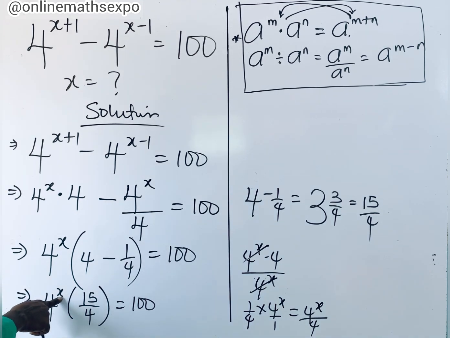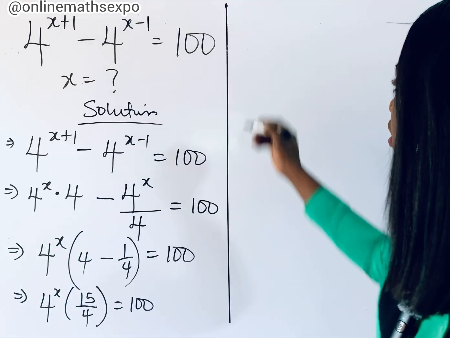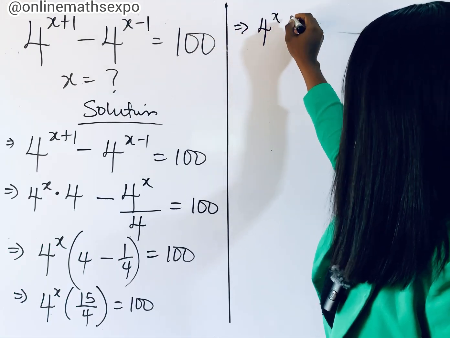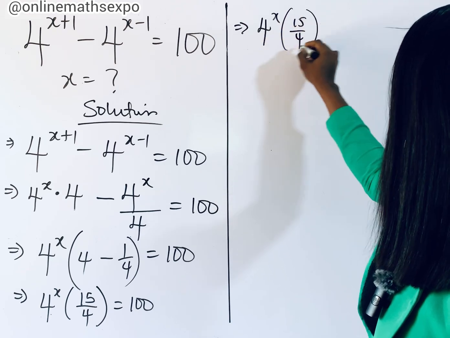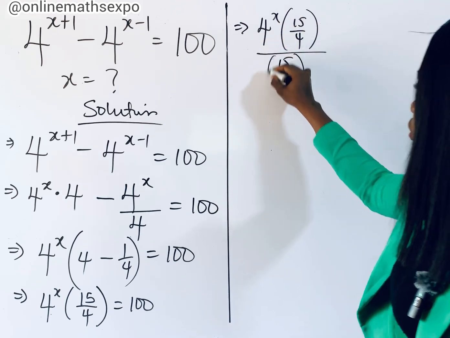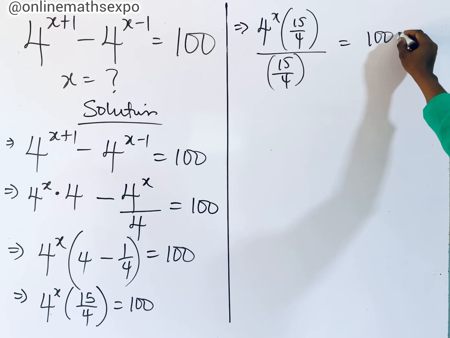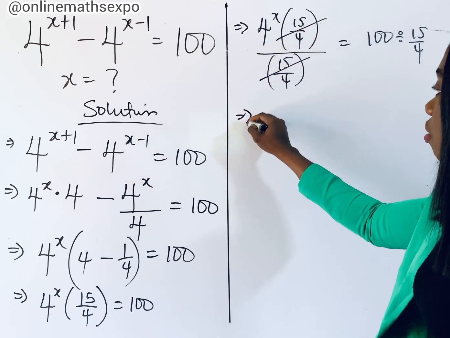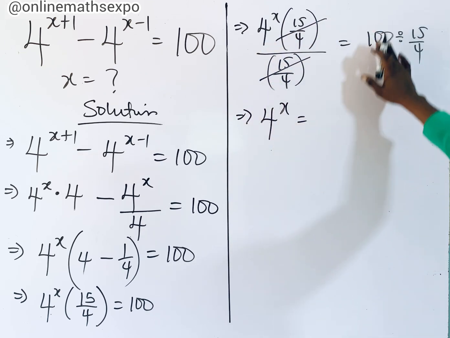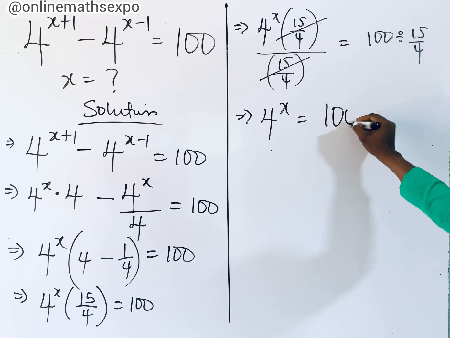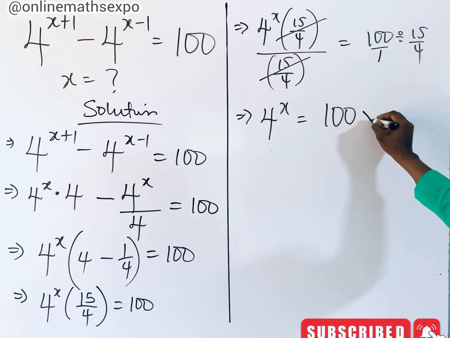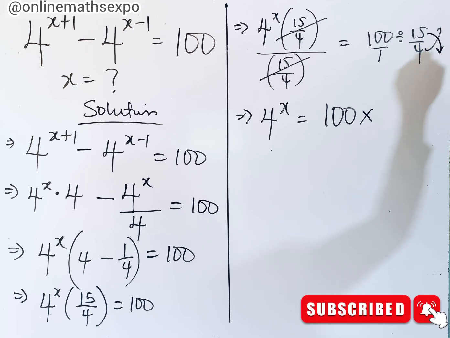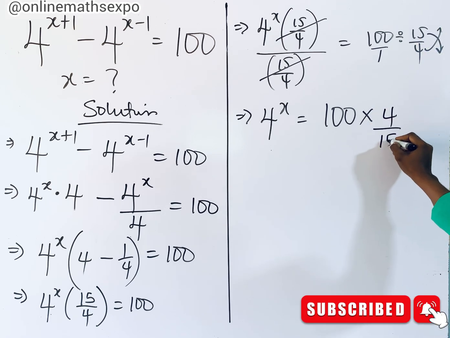Remember, our target is to get x. So to remove this, because it's multiplying, you are going to divide both sides by this. So doing that, we are going to have 4 to the power of x times 15 over 4 divided by 15 over 4, is equal to 100 divided by 15 over 4. So this cancels this, and we are left with 4 to the power of x is equal to 100, this is over 1. So change this to multiplication, you flip the next fraction. So that will give us 4 divided by 15.